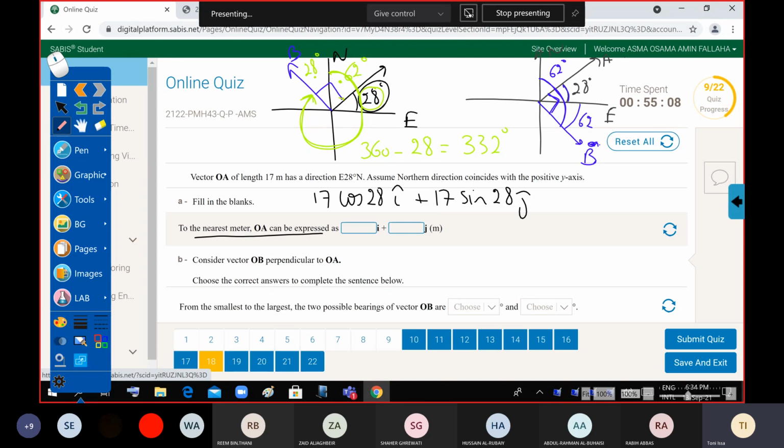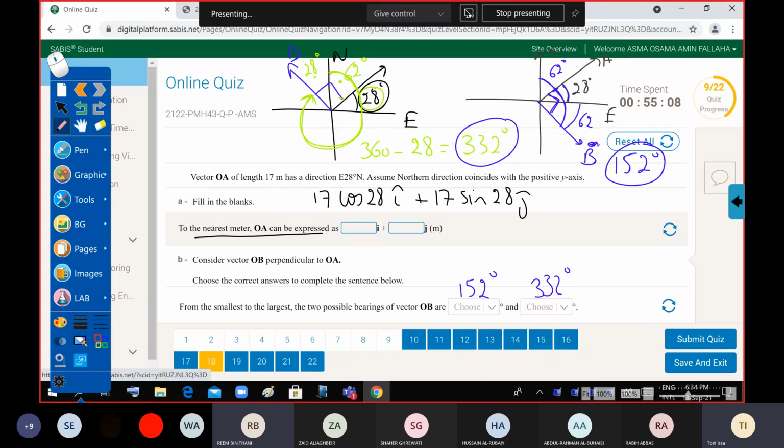So what you need to do here is 62 plus 90, which will be 152. So the bearing in this case is 152. The bearing here is 332. How did I ask you to find it? From smallest to largest. So this should be 152 degrees, and this is the 332 degrees.